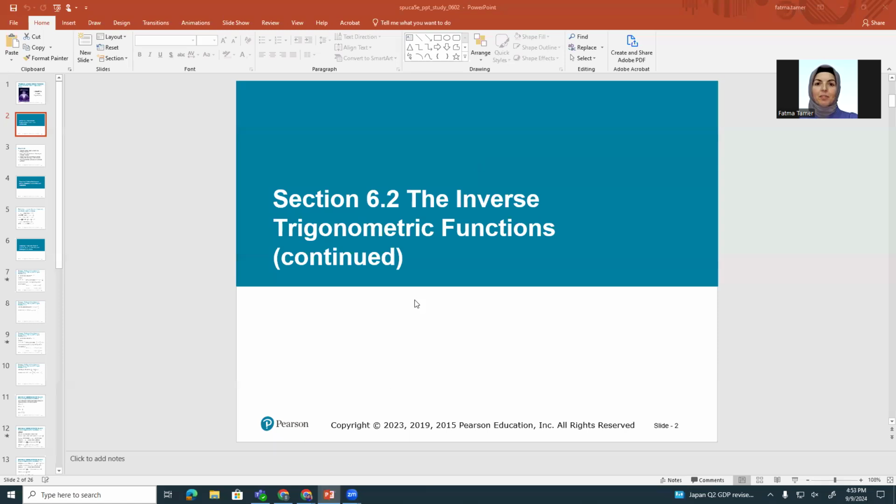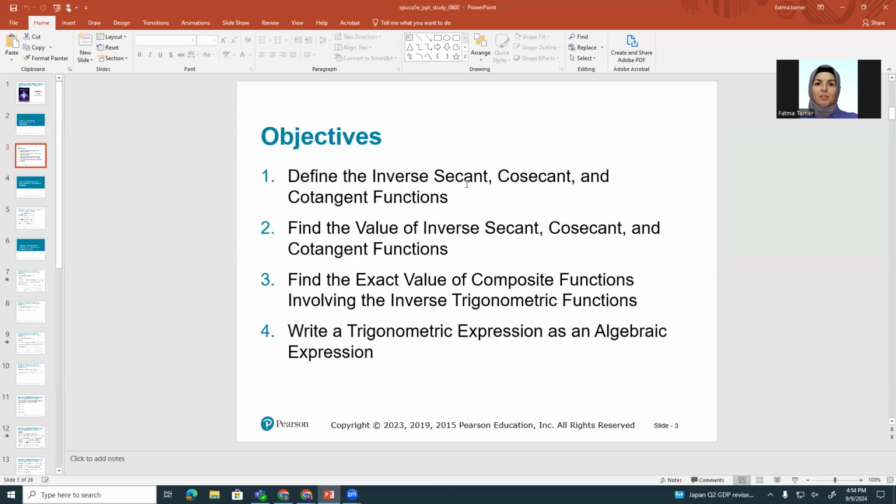There are a total of 6 trig functions. We're going to take a look at the last 3 trig functions for inverse trig functions. So with today's lesson, we're going to look at the inverse of secant, cosecant, and cotangent functions. We're not going to worry about their graphs so much, but we're going to learn how to find the value for them.